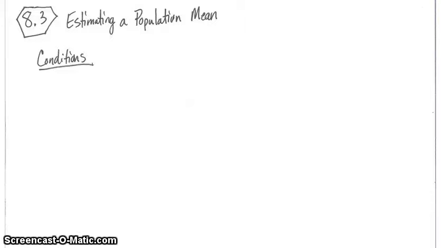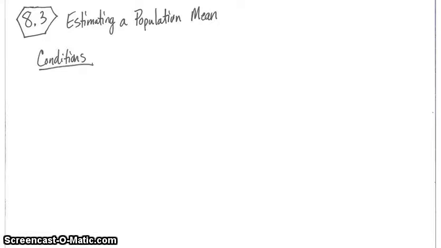Welcome back to AP Statistics with Mr. Walton. Today we're going to talk about Chapter 8, Section 3, which we're going to use in terms of estimating a population mean by creating a confidence interval.